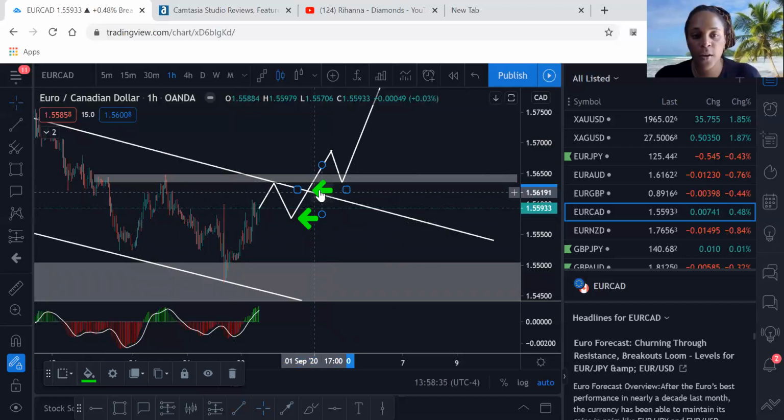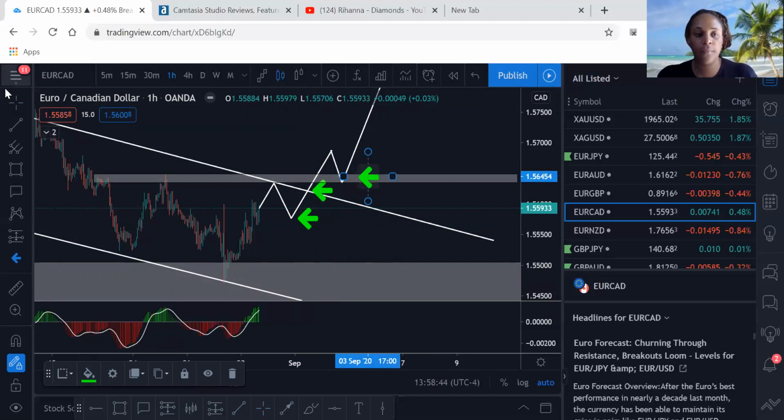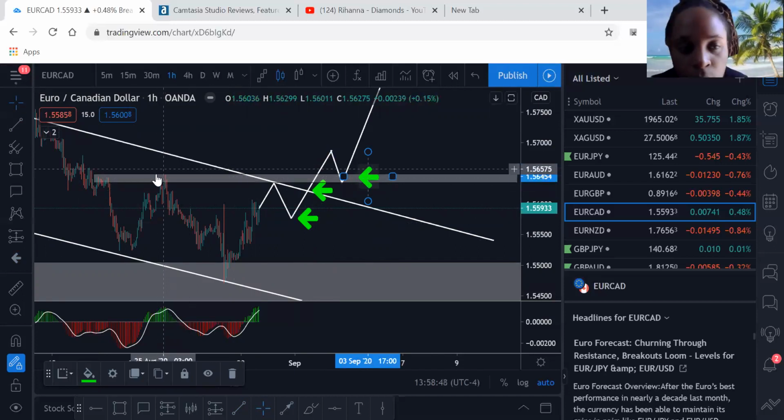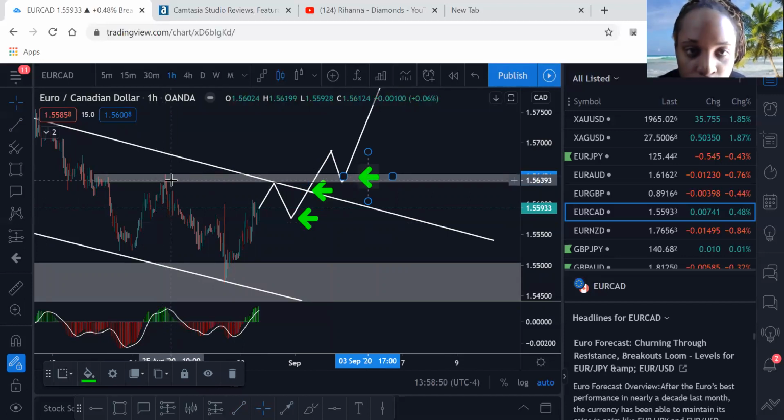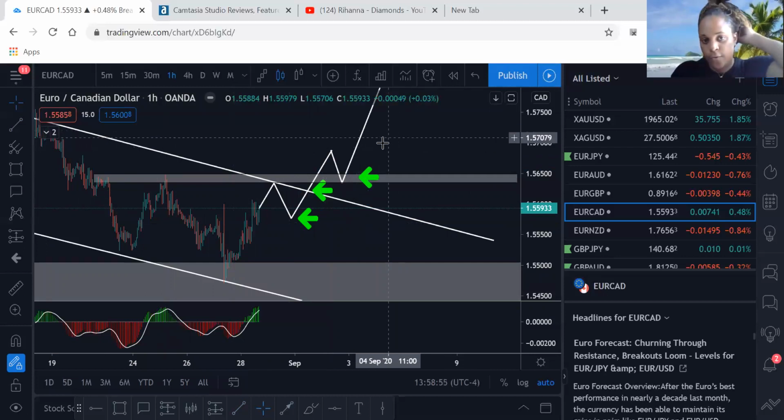So these are the entries here. Solid candle break here, down here when it retests. Solid candle break there, and then retest here. And that would be the retest of the W neckline. So you got 3 entries for your CAD before it continues to the upside.